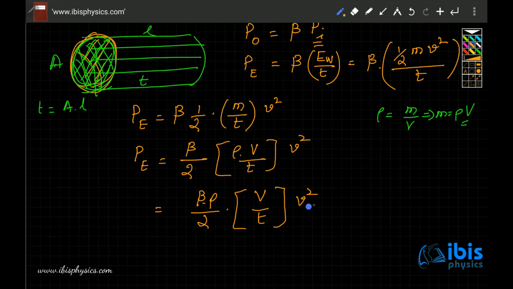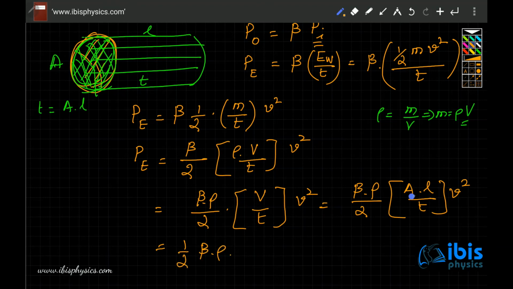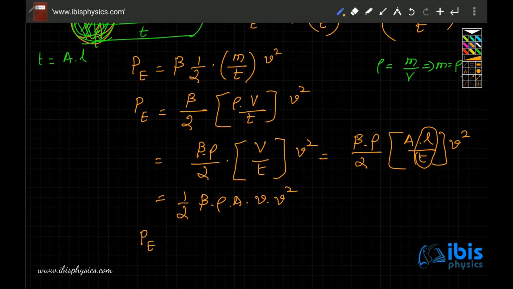Which can now be written as beta into rho by 2 into the volume of the air column passing through the windmill, which is the area of cross section of the rotating fan into length by time, into v square. So half into beta into rho. Length of the air column by time is the velocity of the air column. So area of cross section into velocity square. So the electrical power output is equal to half into beta into rho into A into V cube.